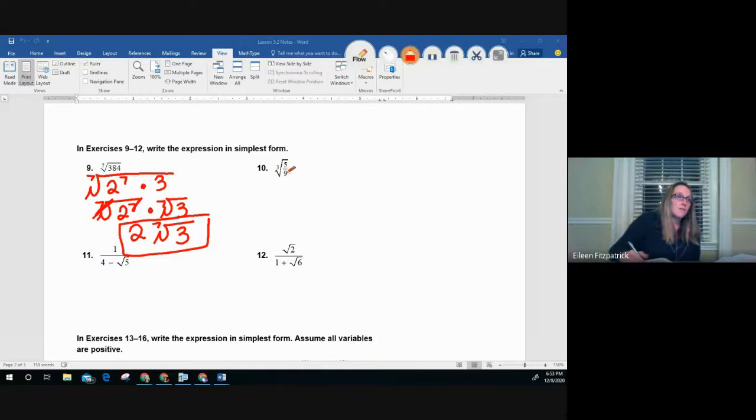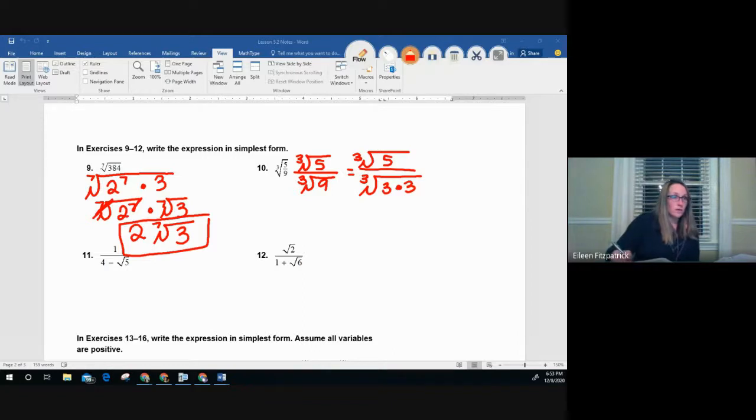For number 10, okay, you can't take the cube root of 5. You can't take the cube root of 9, right? But you're not allowed to leave a fraction under the radical. So what you're going to do is rewrite it as the cube root of 5 over the cube root of 9. Now, 9 is the same thing as 3 times 3. So let me write that out for a second. 9 is the same thing as 3 times 3, or 3 squared.